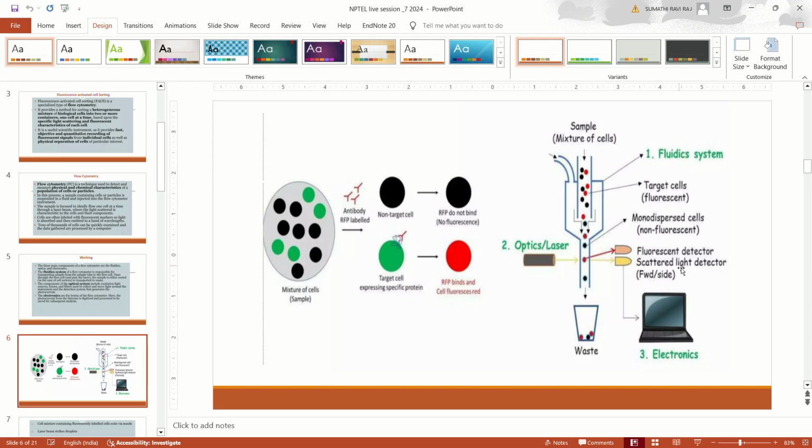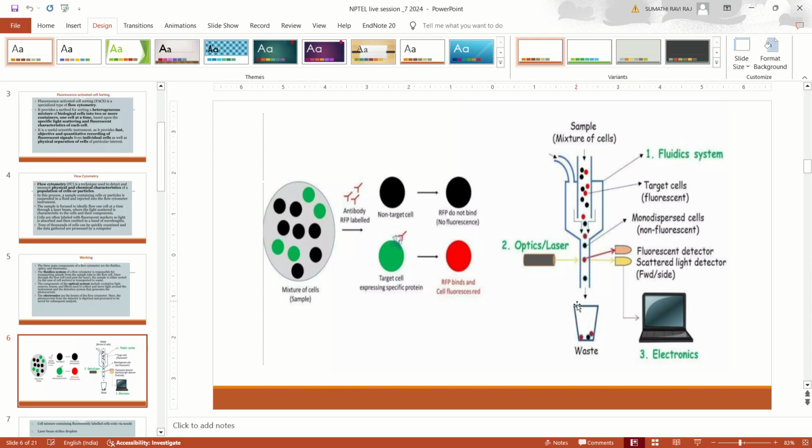scatter light detector. Now based on these two, for your scattered light you have your forward and side scattering, and for your fluorescence you have your particular wavelength of emission. Based on this, your electronics will process the information and give you the graph.